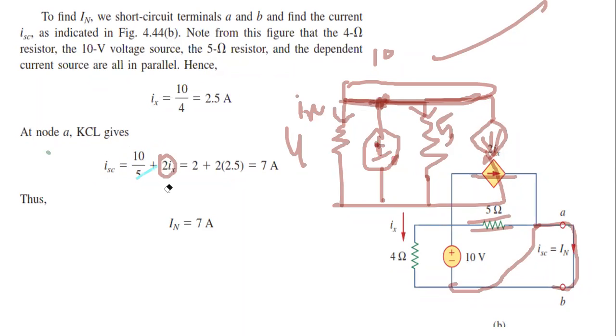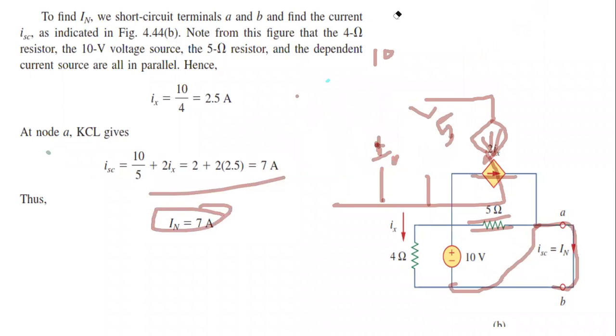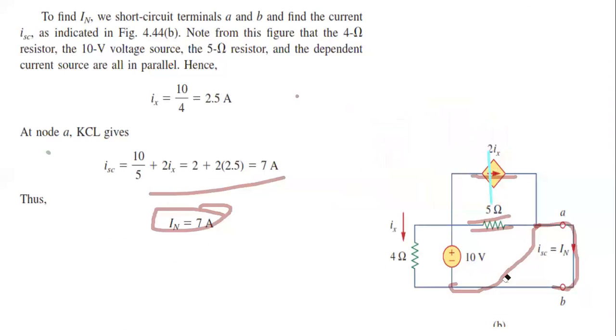Ix is 2.5. So once you have all these things, you can get ISC, that is Norton's current, as 7 ampere. So IN is 7 ampere. If you're not getting it, you can ask, I can repeat it again. But you can redraw the circuit so as to get a better understanding.